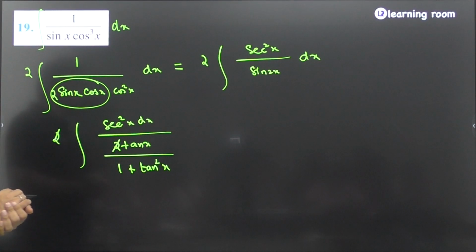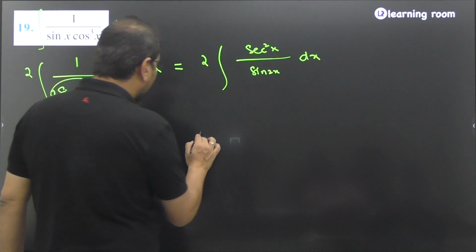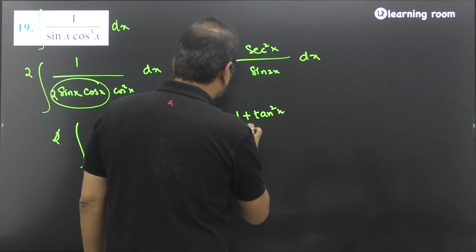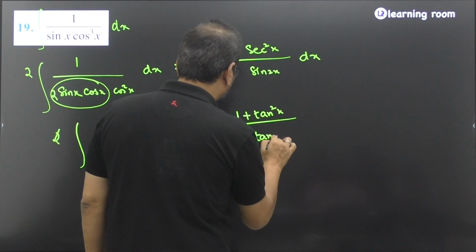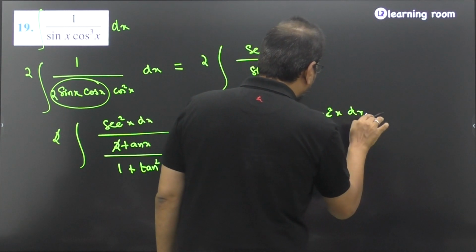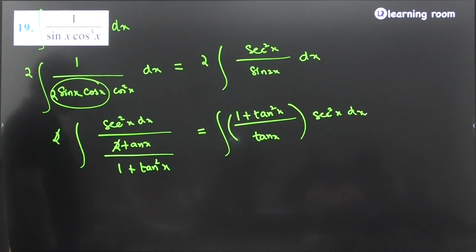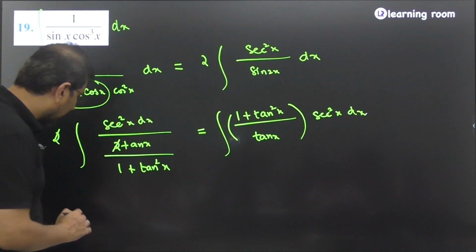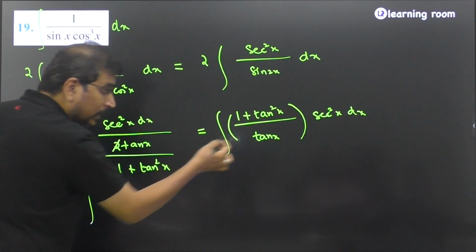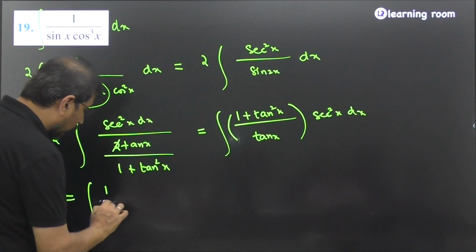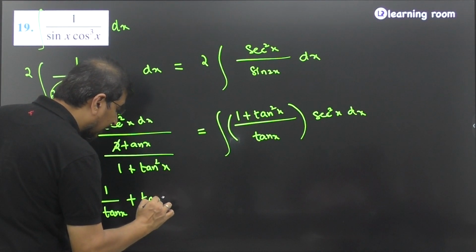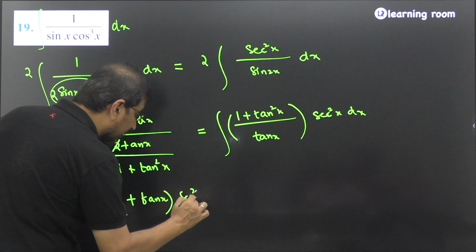2 and 2 will get cancelled, right? So this will be equal to integral of 1 plus tan square x divided by tan x, into secant square x dx. Make sense? Right. So observe, this can be written as integral of 1 by tan x plus tan square x by tan x, which is tan x, into secant square x dx.